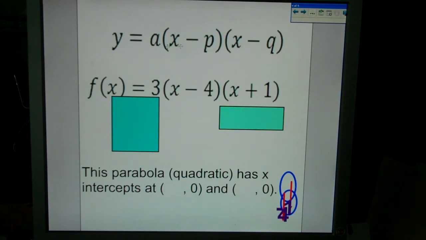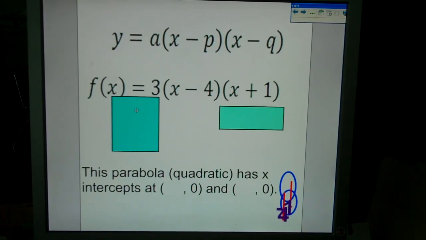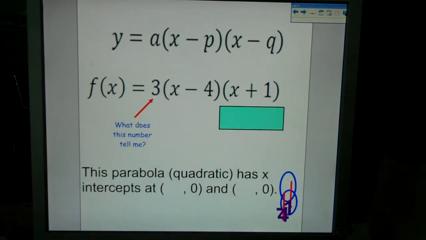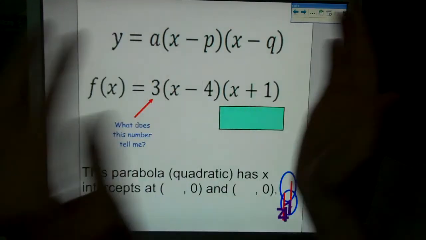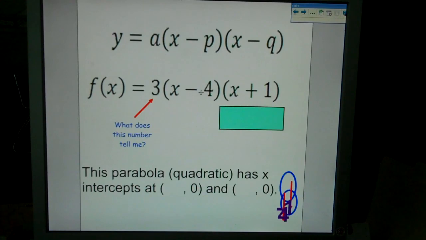All right, here we go. What form is this? Intercept form. Very good. All right, let's look at the 3 first. What's he going to tell me? Tells me that it's going to be, what happened as it got bigger? It got narrower. Okay, so it's going to be a little bit narrower than an x squared. All right. This parabola, quadratic, has x-intercepts at where? Where do I have x-intercepts? Give me one of them first. P. Who's P? P is 4. So I know this parabola is going to hit the x-axis at 4, 0.